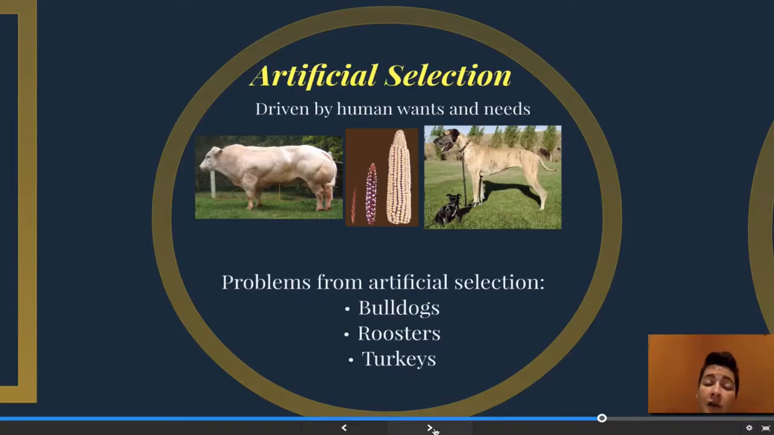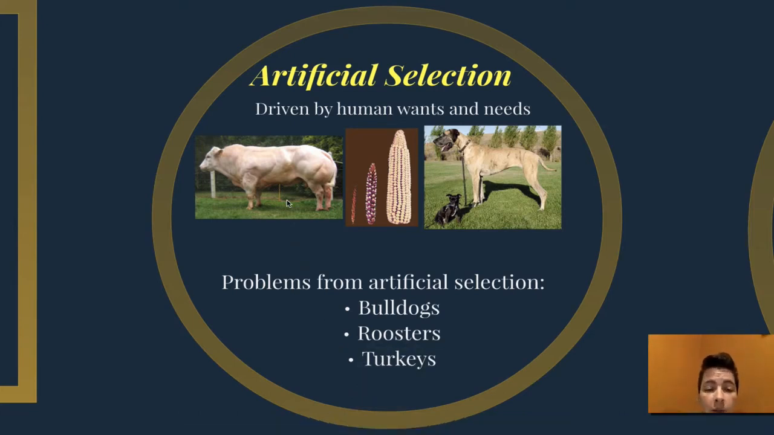If we take a look at artificial selection, this is a means of driving evolution through humans, driven by human wants and needs. We have 3 examples here. We have a cow that is extremely muscular. What has happened here is the more muscular cows were chosen and allowed to reproduce, and those that were not as muscular were slaughtered before they were able to pass on their genes.